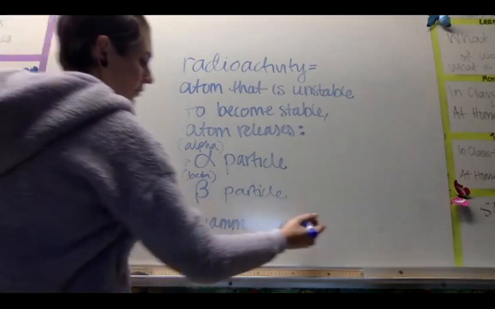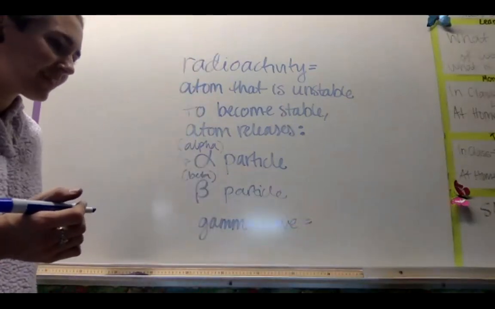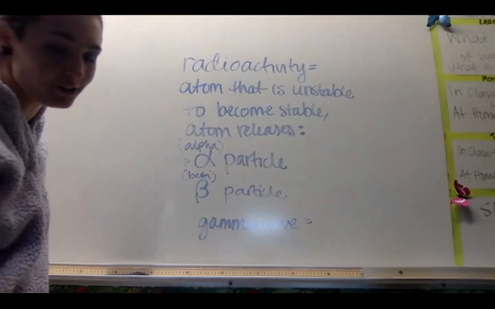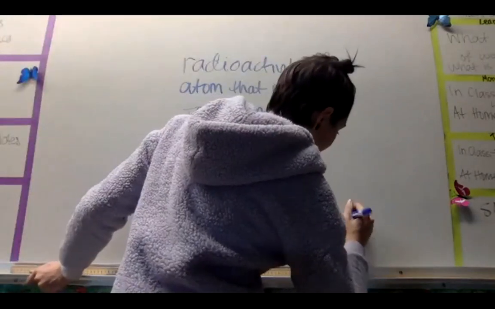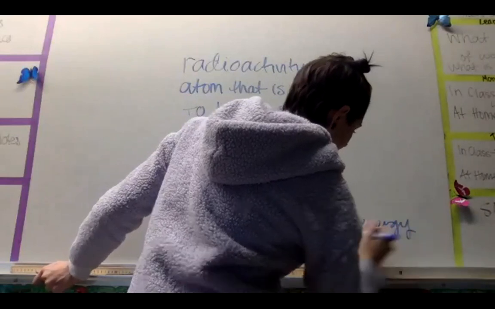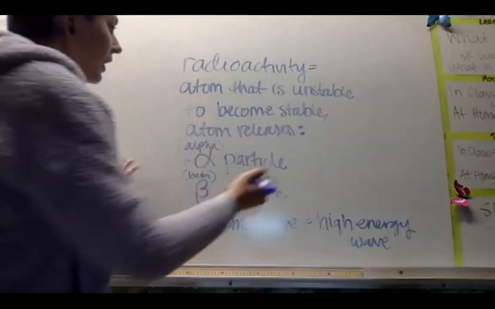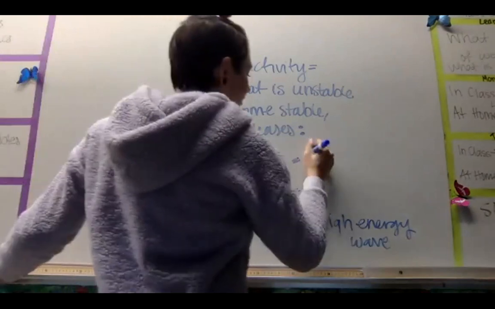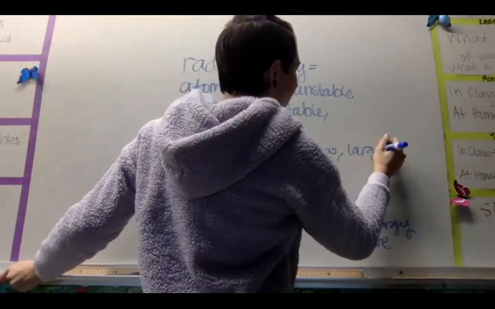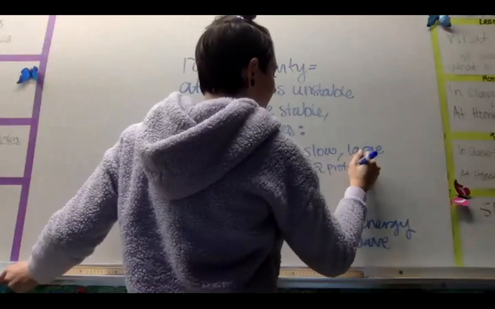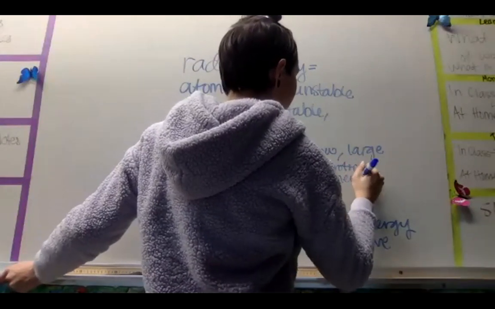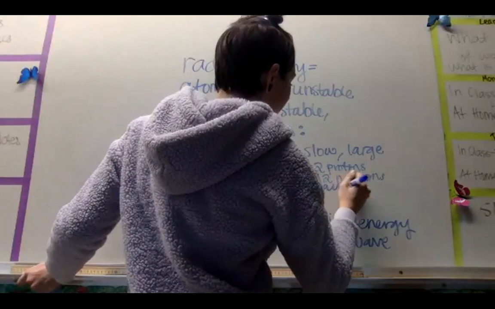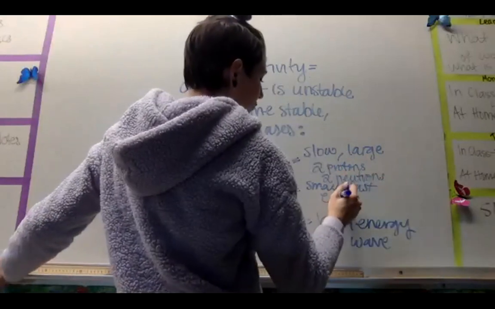So a gamma wave is kind of like light. Light is also a wave, but gamma wave is just really high energy. So it's just a high energy wave. Then an alpha particle is slow because it's really big. Slow, large, it's made of 2 protons and 2 neutrons. Meanwhile, a beta particle is small and fast, and it is made of just 1 electron.